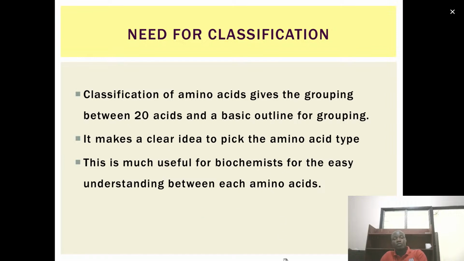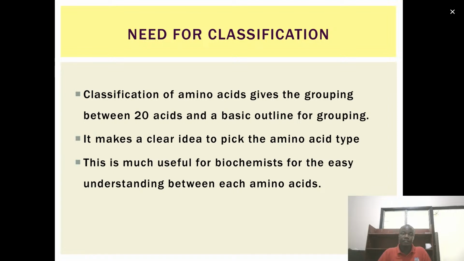So you need to classify amino acids because it is very, very important to be able to understand them. Understanding the amino acids will give you an idea of the biochemistry behind the amino acids very well.